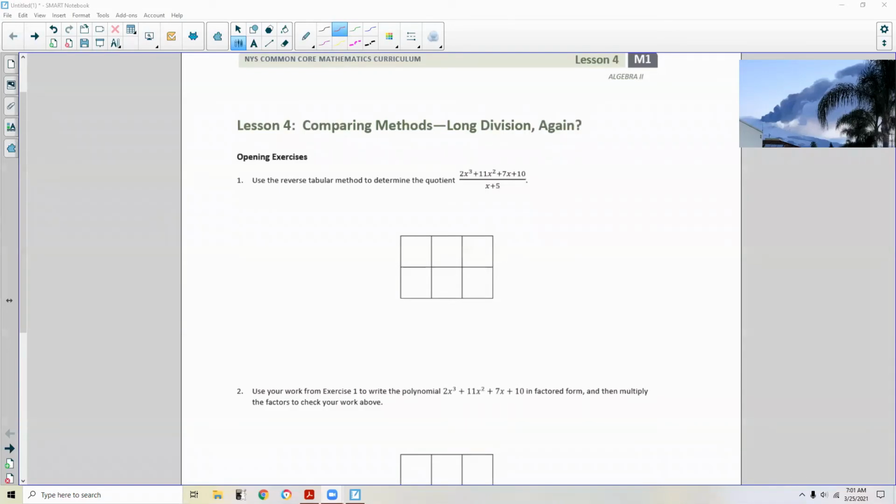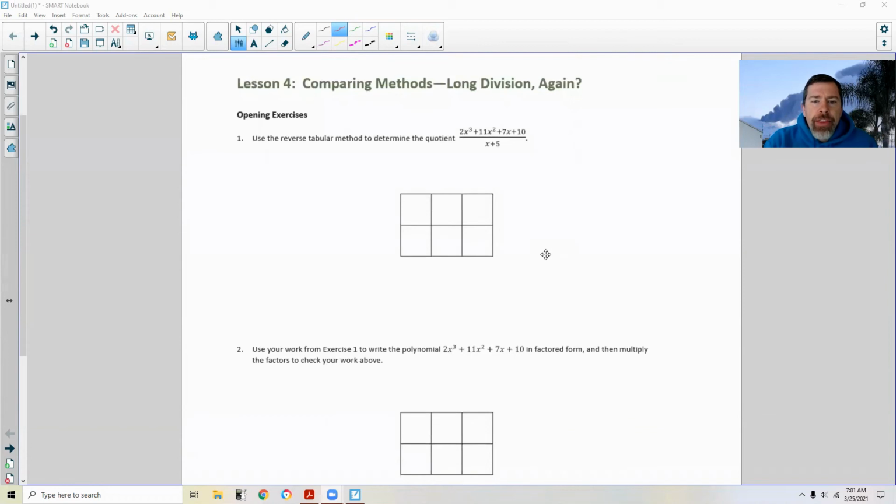Okay, lesson 4, comparing methods. Long division again. Opening exercise says to use the reverse tabular method to determine the quotient of this. First thing I'm going to do is I'm dividing by x plus 5, so I'm going to put that over here, x and positive 5. I'm going to put my numerator around here.